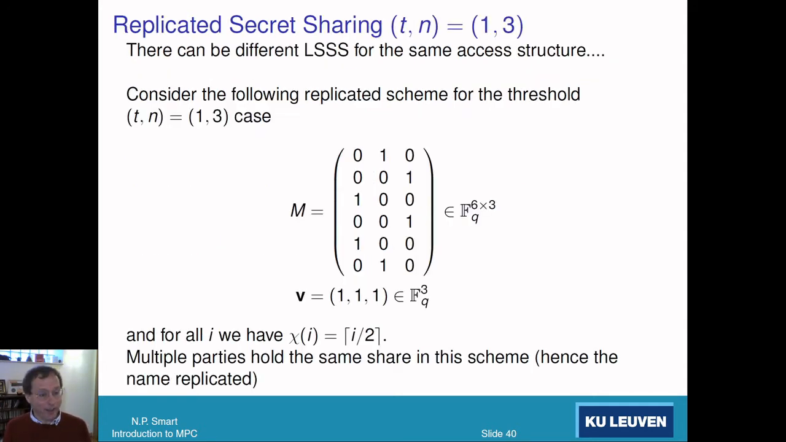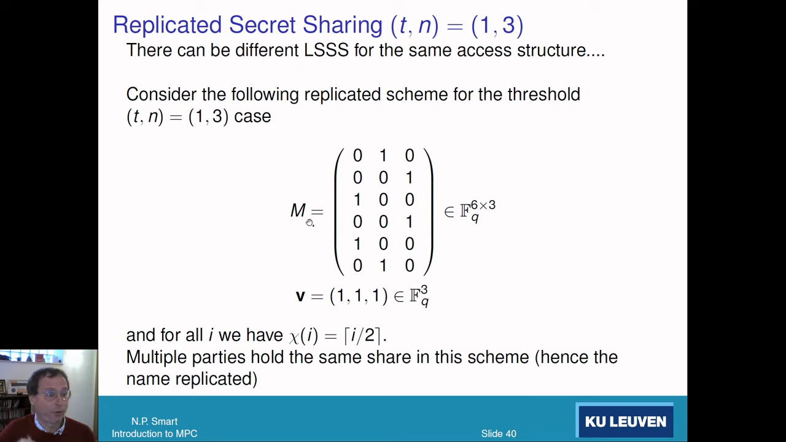Okay, so here's another example of a way of doing secret sharing for threshold. This is what's called replicated secret sharing. This shows us that we can have different linear secret sharing schemes for the same access structure. We don't necessarily have to have the Shamir for threshold, we could have other ones. So this is a very classic example.